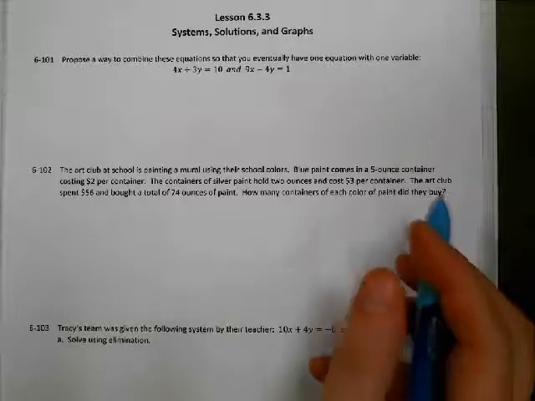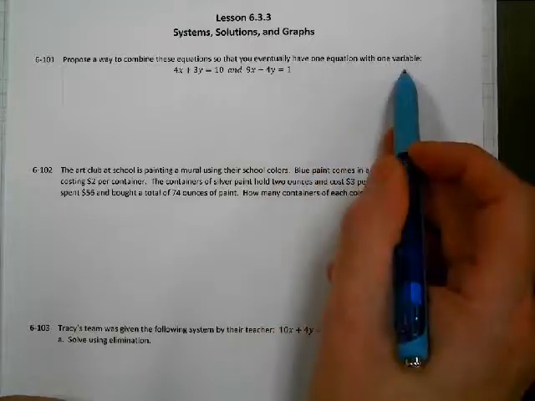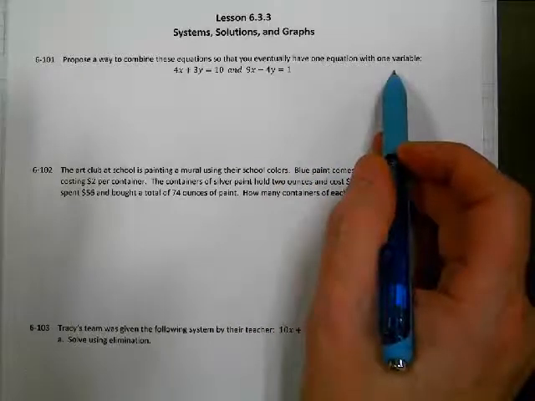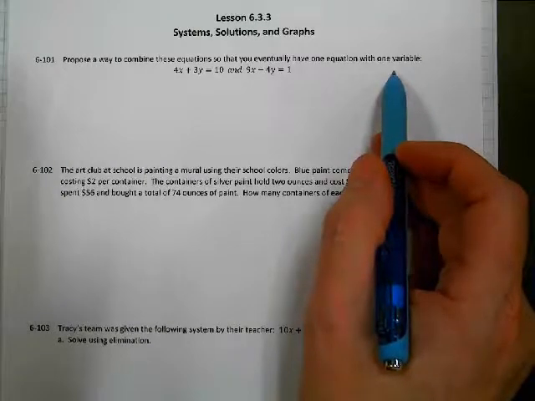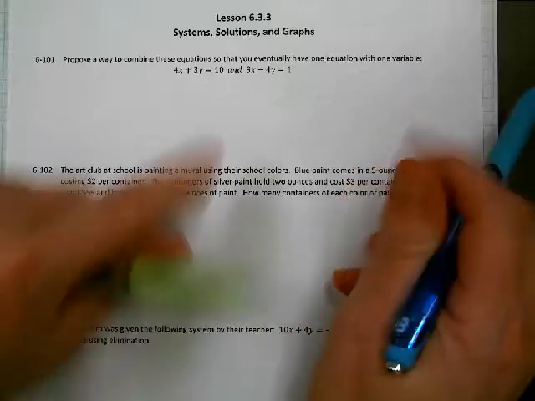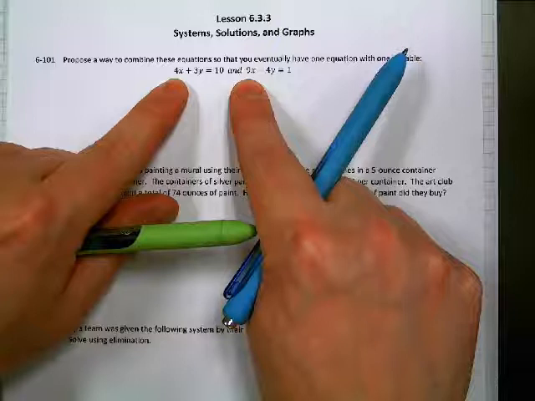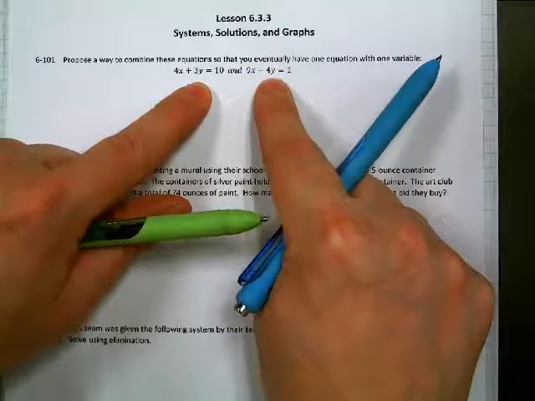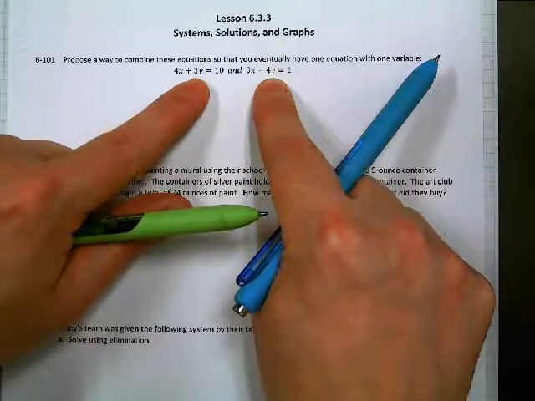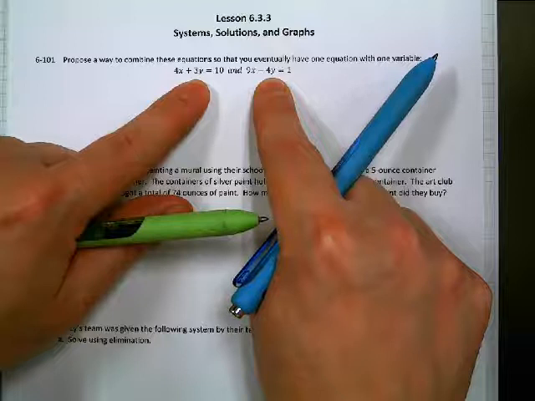All right, so propose a way to combine these equations so that you will eventually have one equation with only one variable. Okay, so we're going to use the elimination method, but I only want one single variable after I've eliminated, right? So one of the variables has to go away. So let's look at our x's. 4x and 9x. There's no real easy way to get rid of it there. So let's move on. 3y and negative 4y. Now, this is not bad because one's positive, one's negative, but they're not eliminating.